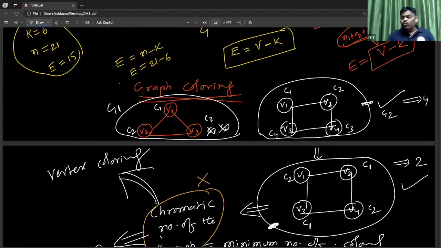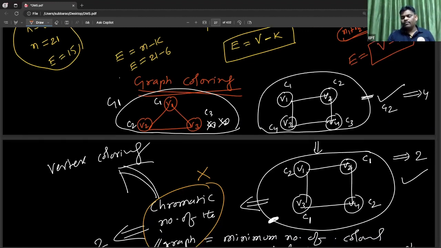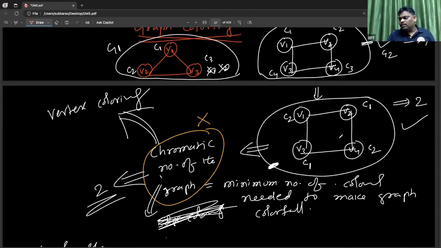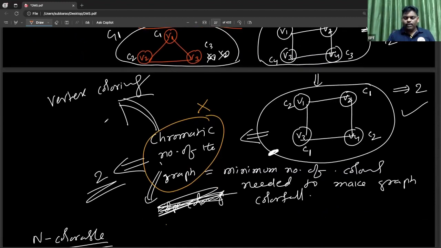See, whatever way you want, you assign the color. How many you want to assign, you can assign. But remember, two vertices cannot contain the same color. That is called graph coloring. Next one. If you use the minimum number of colors to make the graph colorable, that is called the chromatic number. Remember, vertex coloring is called chromatic number.